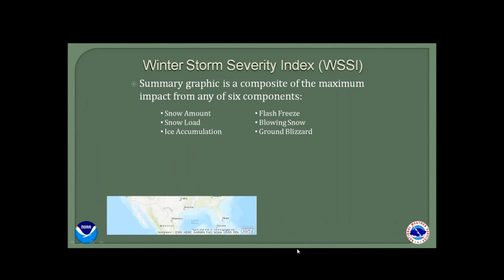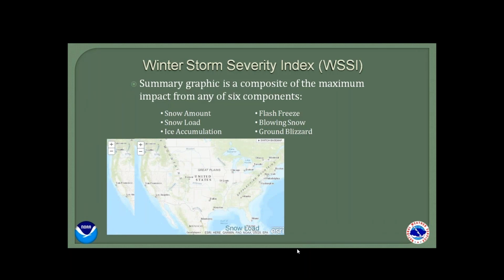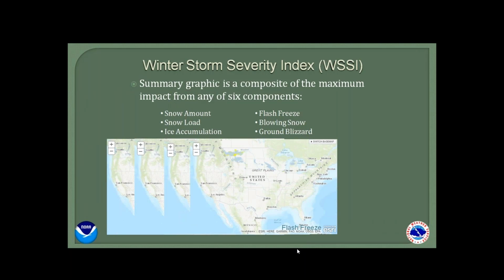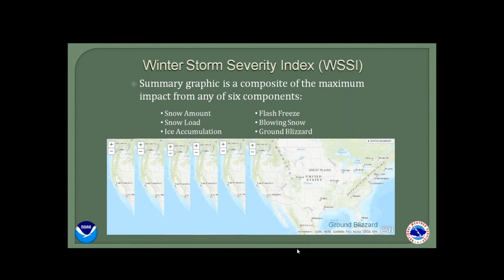And so these are just the snow amount, snow load, ice accumulation. Then you've got flash freeze, blowing snow, and ground blizzard. And so you can just view each of these six to see which impact is going to be contributing the most to the overall storm severity.